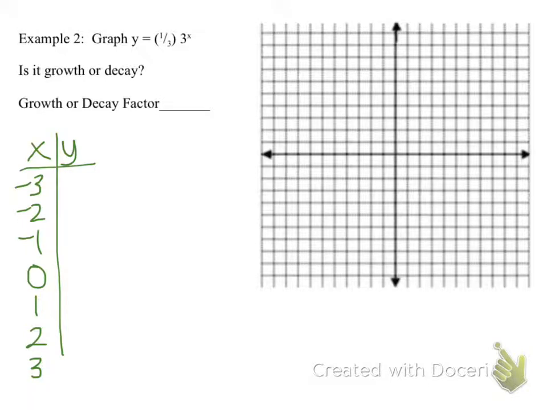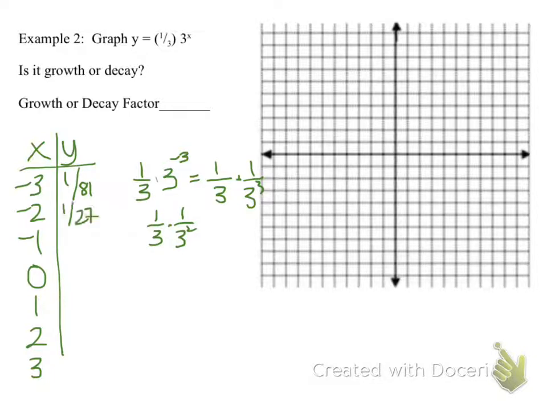So let's go ahead and make a t-chart. And again, you need to realize that you're going to take care of that negative exponent. So it's going to be 1/3 times 1 over 3 to the third. 3 to the third is 27 times another 3 is going to give us 1 over 81. Similarly, with -2, we're going to get 1 over 27. And again, with 3 to the negative first, we're going to get 1/3 times 1/3 is 1/9.